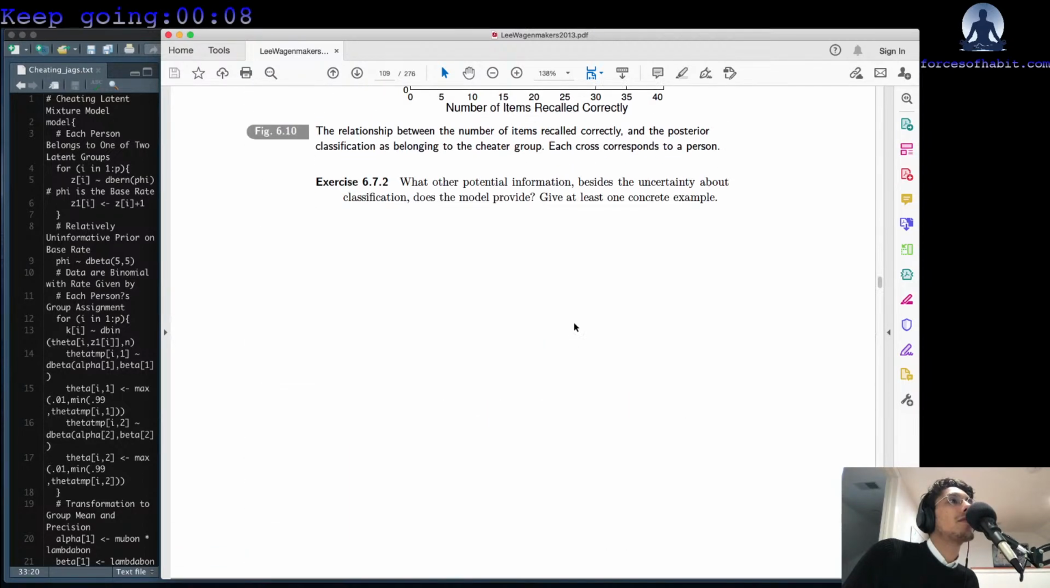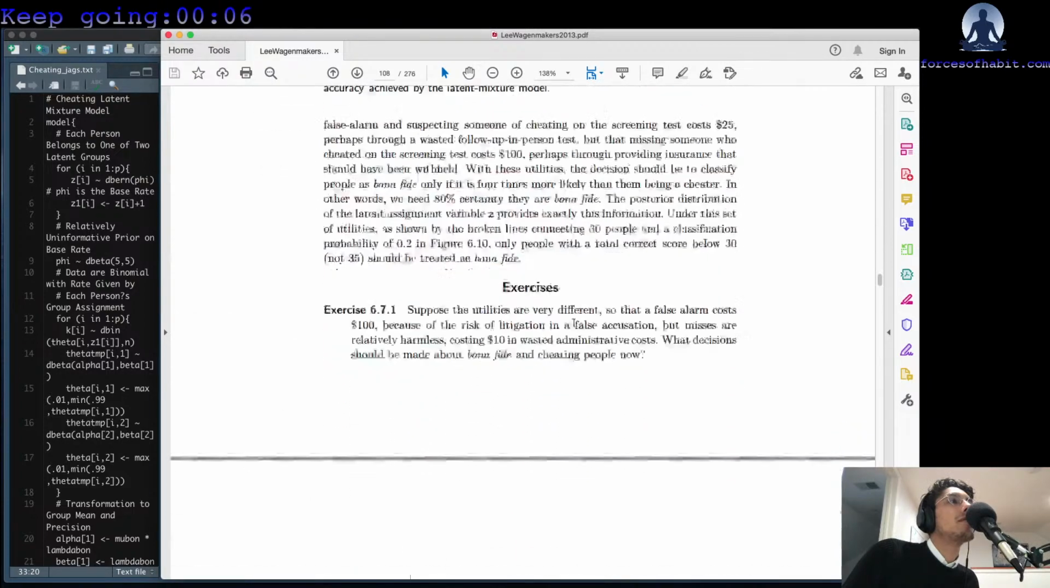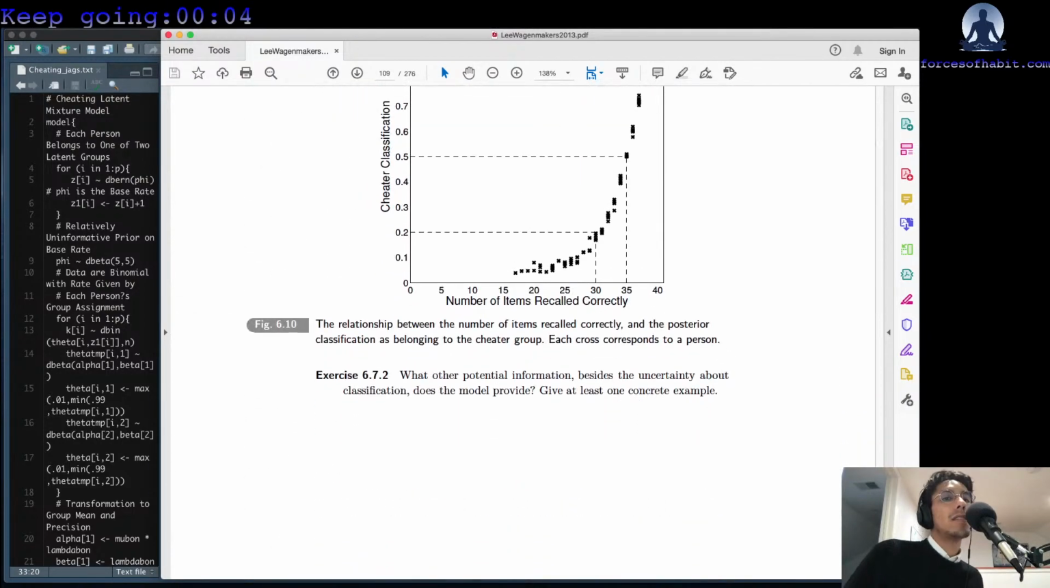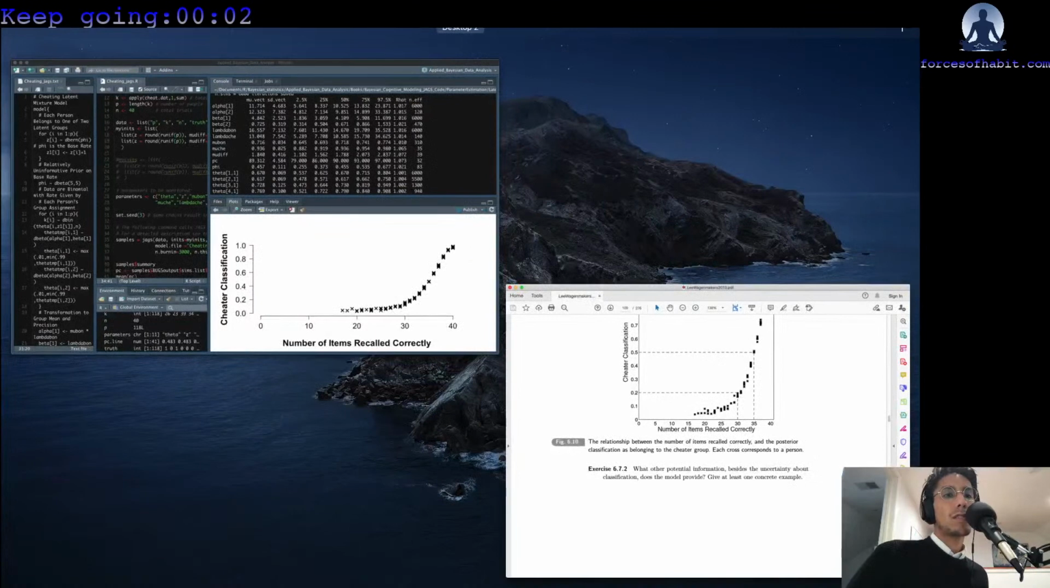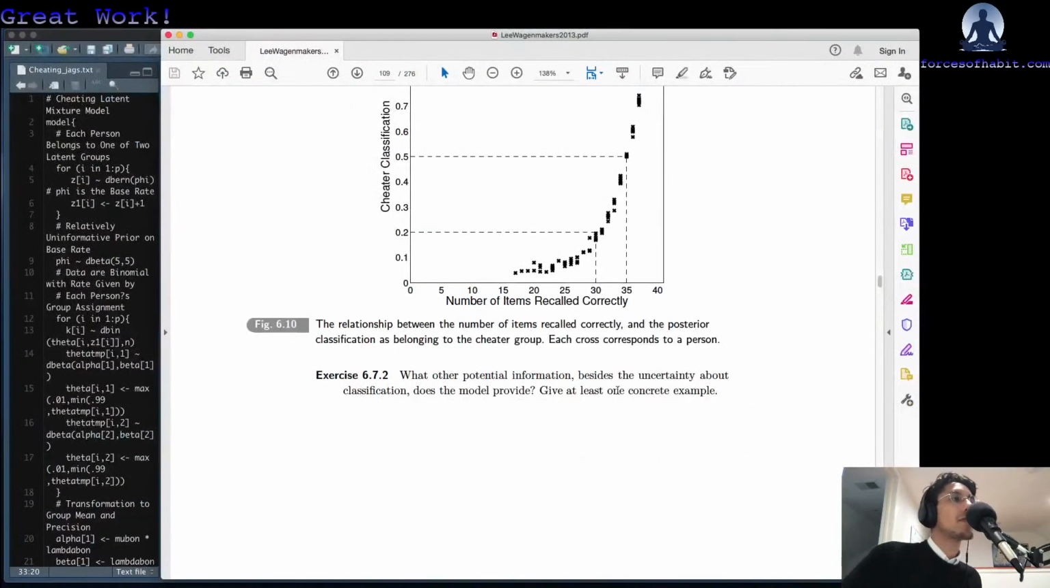Is that the only question? Oh, there it is. Last question. What other potential information besides uncertainty about the classification does this model provide?